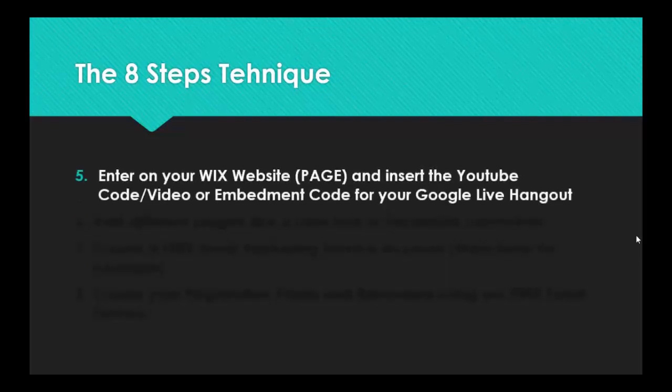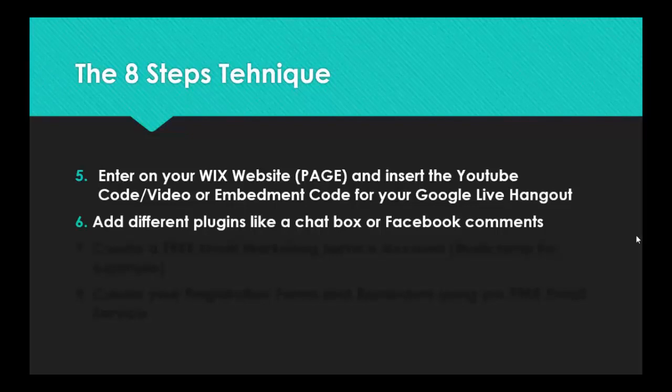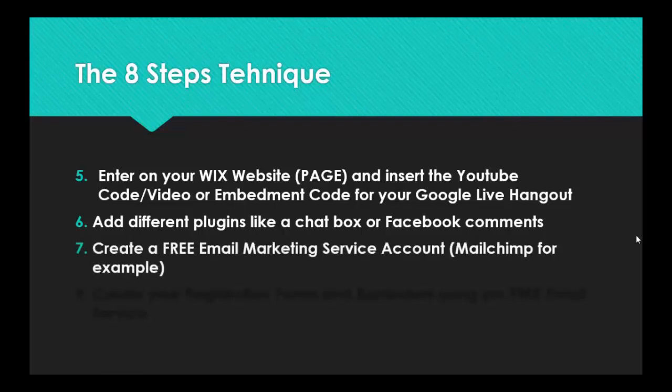After that, step number 5 is to enter on your Wix website page that you have created. You insert the YouTube video code or embedment code for your Google Live Hangout there on your page, wherever you want the video to appear, the actual webinar to appear on the page. You can add different plugins there, like a chat box or like Facebook comments to that page if you want to, and I will show you an example for that.